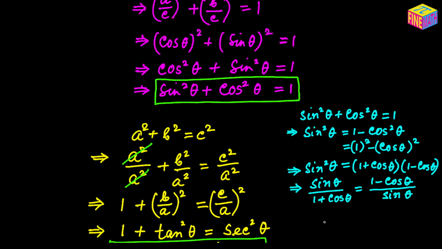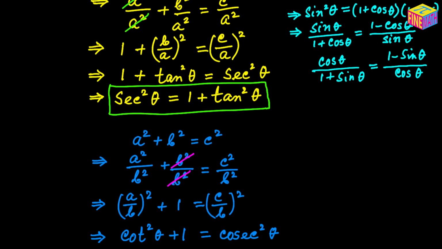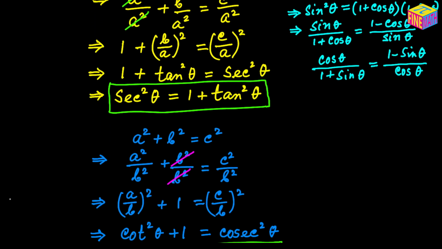Similarly, I can write down another relationship: cos theta divided by 1 plus sine theta is equal to 1 minus sine theta divided by cos theta. You can try it yourself and it will come up like this. So now let's look at the second one also. From the second one we can do something here. This is pretty nice here.